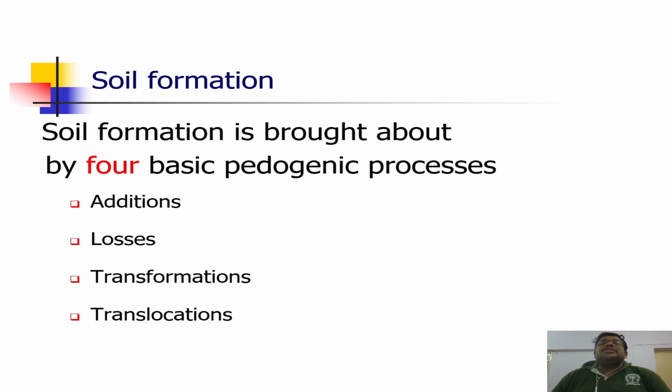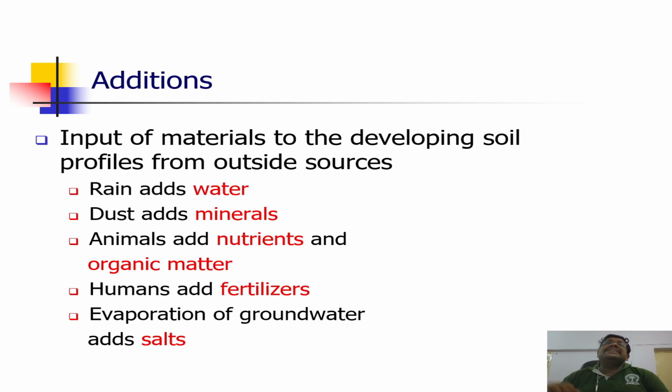We call them pedogenic processes. So the basic 4 pedogenic processes are addition, losses, transformation and translocation. Now what are the additions? Input of materials to the developing soil profile from outside sources. For example, the rain adds water, dust adds mineral, animal adds nutrients and organic matter, human adds fertilizer, and evaporation of groundwater adds soil. So all these are different types of addition into the soil.